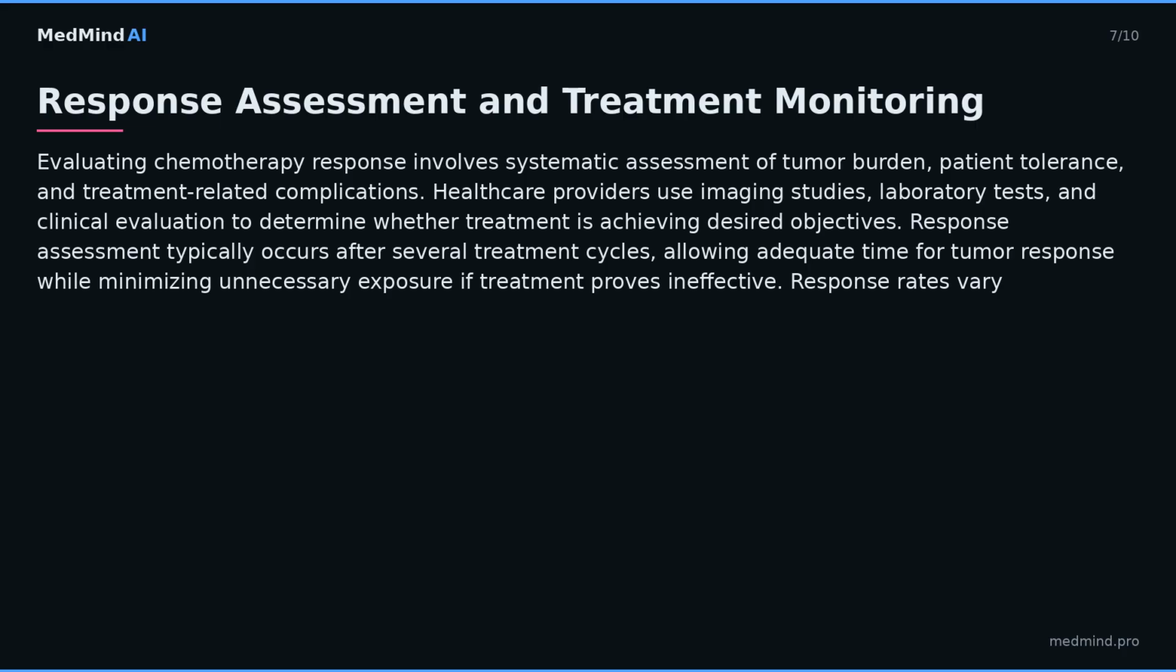Response assessment typically occurs after several treatment cycles, allowing adequate time for tumor response while minimizing unnecessary exposure if treatment proves ineffective. Response rates vary considerably depending on cancer type and patient factors, with some malignancies demonstrating high responsiveness while others show more modest responses. Early recognition of inadequate response or intolerable toxicity allows oncologists to modify treatment strategies before excessive harm occurs.